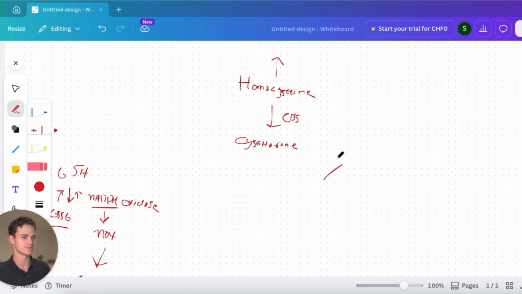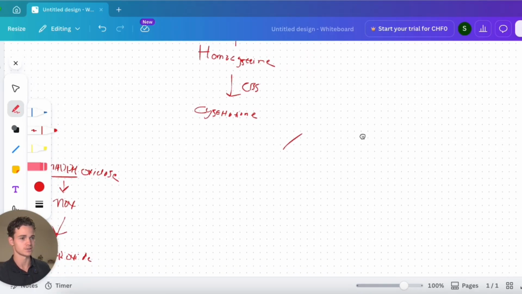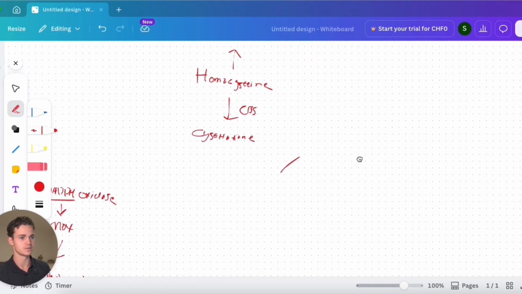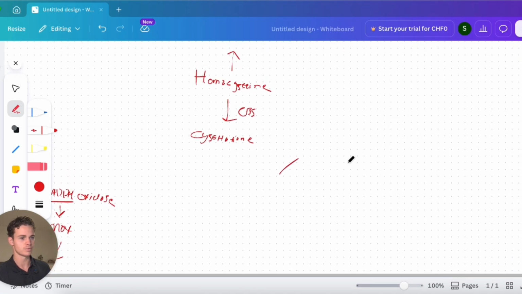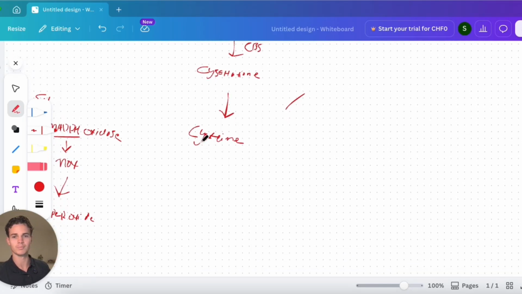So this is one way to get more glutathione, or to get the glutathione you need: to recycle it. The second way is to actually make glutathione. And that's where the transsulfuration pathway comes in. Because after the CBS pulls the homocysteine into transsulfuration, it creates something called cysteine. And this cysteine is one of the building blocks for your glutathione.